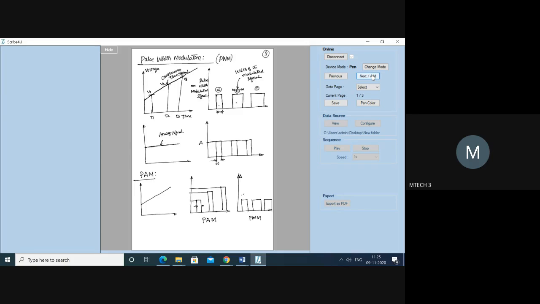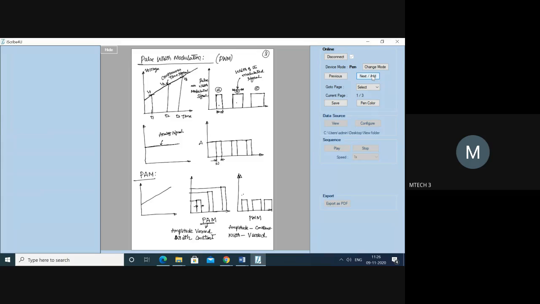So in case of pulse amplitude modulation, the amplitude is varied. Correct? Amplitude varied. What is constant? Width is constant. Yes or no? Width is constant. But in pulse width modulation, amplitude is constant. But width is varied. Varying.